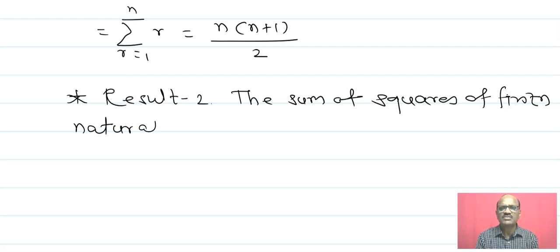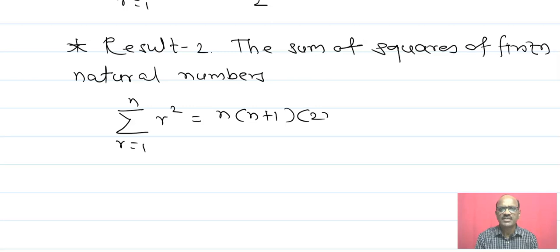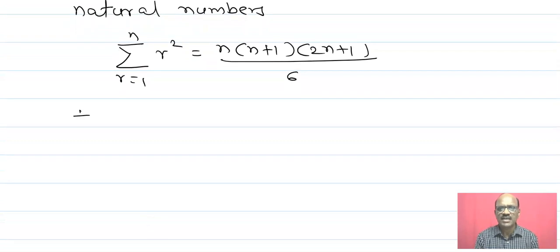Result of the sum of the squares of the first n natural numbers, that is, summation r is equal to 1 to n of r square is equal to n into n plus 1 in bracket 2n plus 1 upon 6. And the last very important formula, that is the third result.